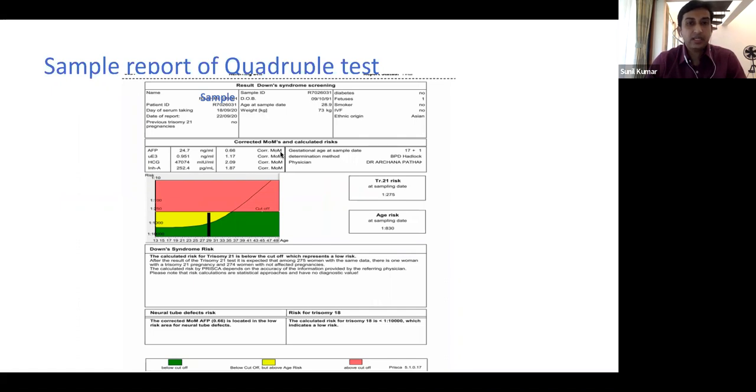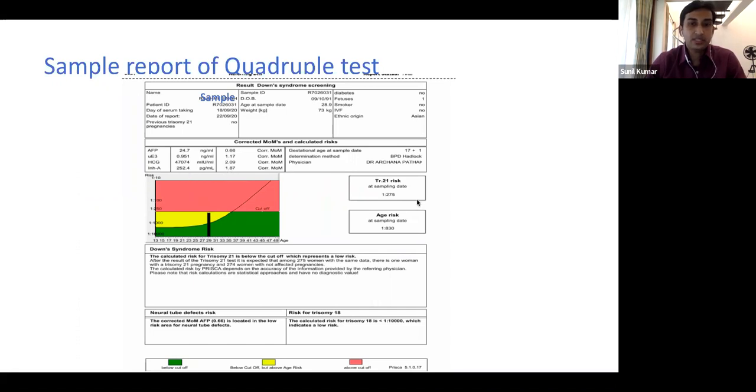Then the corrected multiple of median is calculated. Here in this AFP, that is the same graph we have seen, 0.6 is the MOM of AFP. Then estriol is 1.1, HCG is 2.09. So this is abnormal. This is an outlier, more than 2 multiples of median. This is 1.8 for inhibin A.